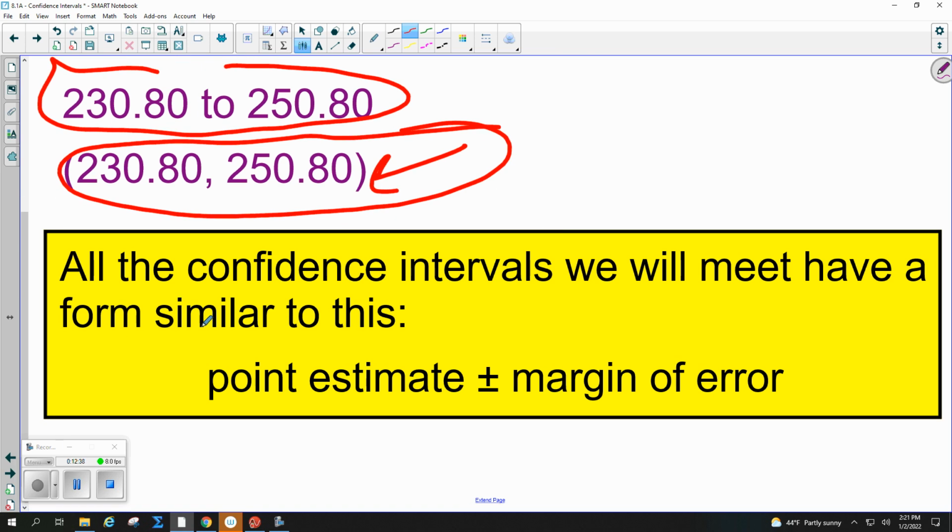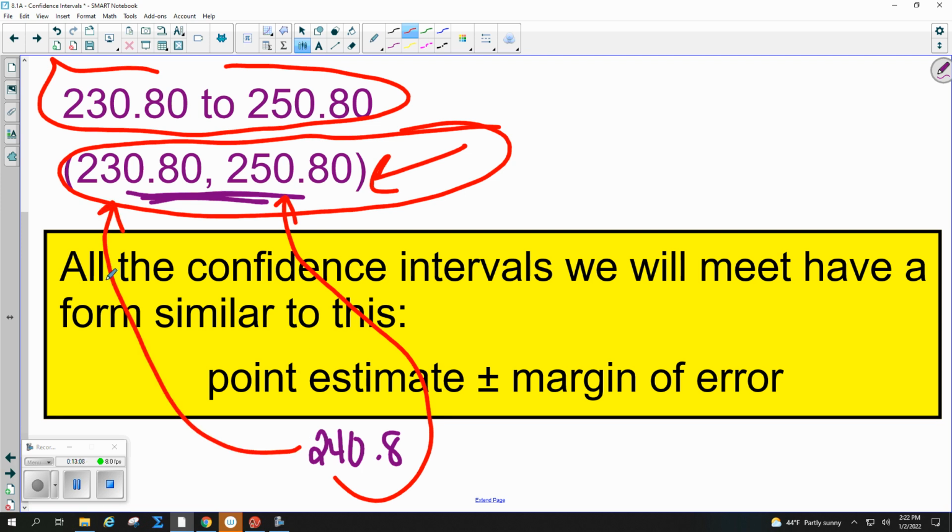So if they give you this, and then they say, what's the point estimate? How could you find the center of this confidence interval? Yeah, just add them and divide by 2. So you guys, the point estimate of this is the center, which is 240.8. And then they may ask you for the margin of error. So if you notice, what is the margin of error? Well, it's the difference from the center to either endpoint. So in this case, the margin of error is 10.